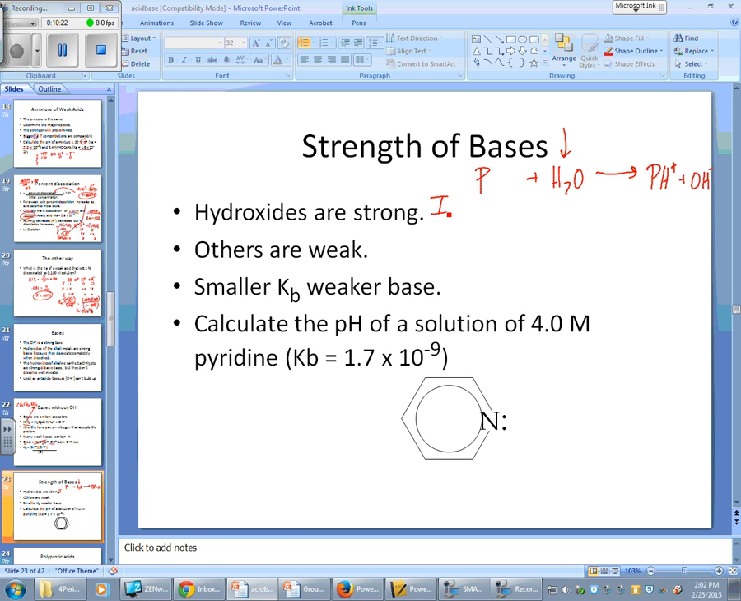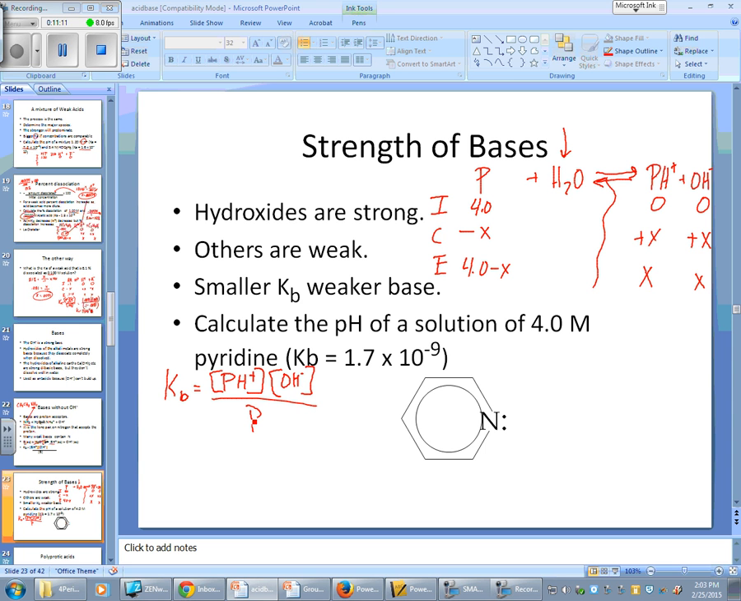Initially, I have a 4.0 molar solution of the pyridine, and at the beginning there's no interaction with the water, so I have none of those other ions. But there will be interaction with the water. How much? I'm not quite sure, so we're going to make that equilibrium expression x, which makes my change plus x. And then I'm going to move my change across, so that's plus x, this is plus x. And go across the great divide. This is a weak base, and this is going to be minus x. So this is going to be 4 minus x. I'm going to set this up in my Kb. Kb is going to be products over reactants, so it is going to be my ions here, the hydroxide ion, over the pyridine concentration.